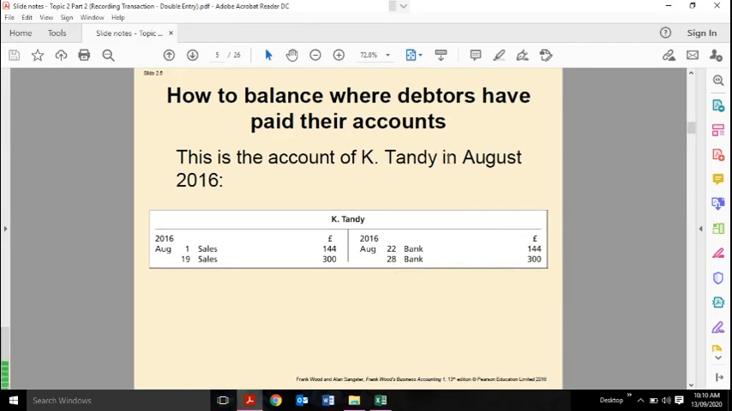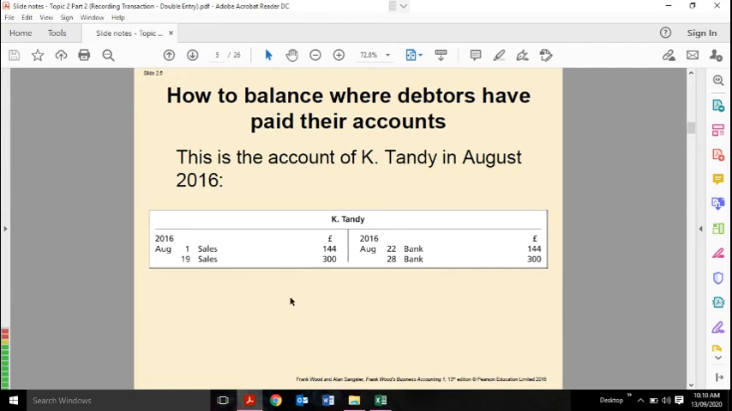So meaning they make payments to the business owner by check. So that's why it mentions bank here. On the 22nd, they paid 144, which is for the 1st August sales. Meanwhile, on the 28th August, the transaction here, the 300, is paying the 19th August sales transaction.